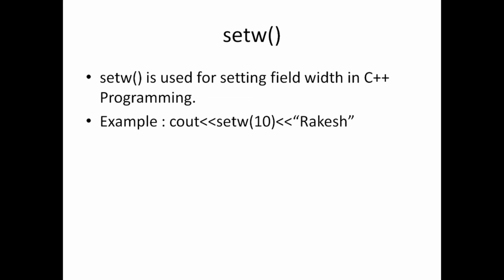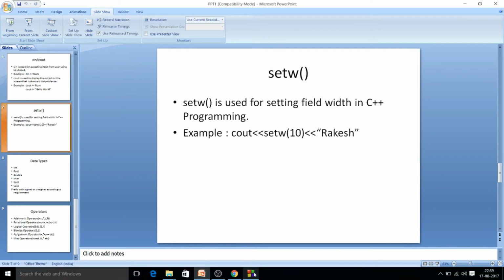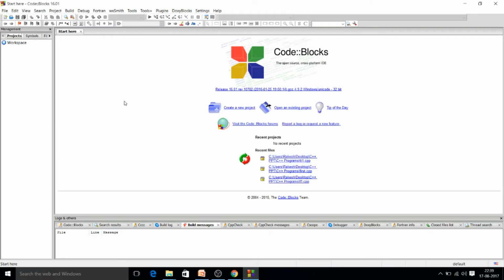Now I will see how to write the program in C++ and how to write the Hello World program in C++. I am using Code::Blocks. Code::Blocks is a very important and very popular tool for writing C++ programs. So you just use the Code::Blocks tool.